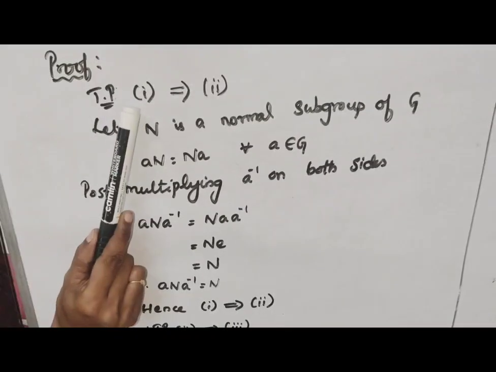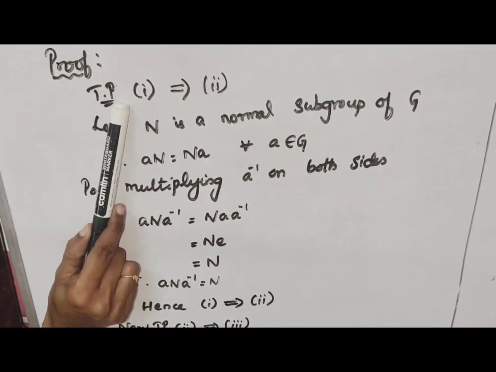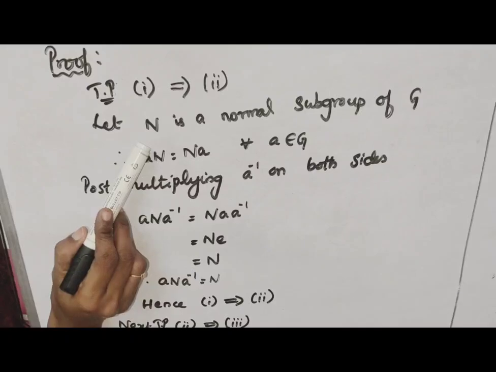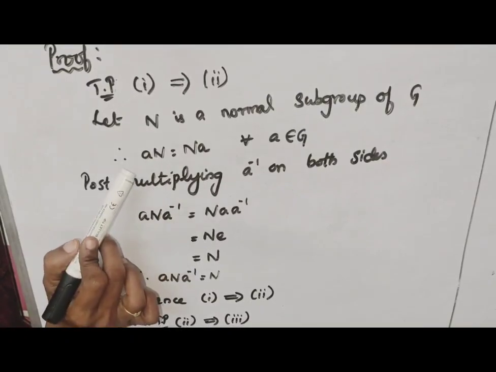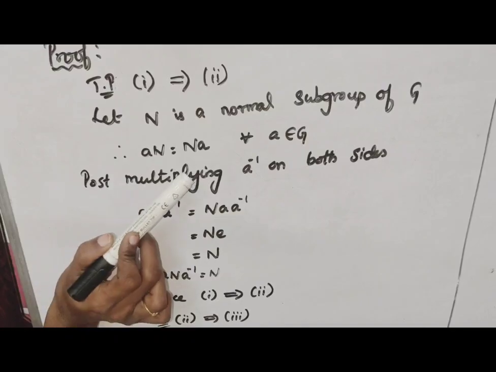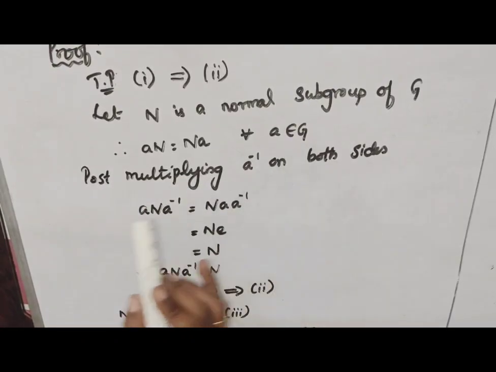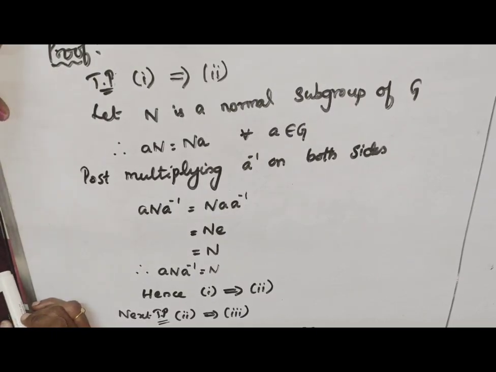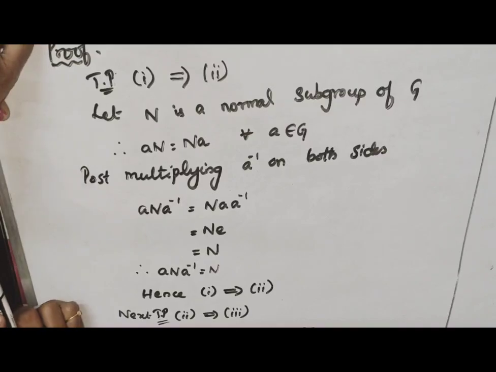Now we have to prove 1 implies 2. That means you have to assume the first condition and prove the second condition. First condition is, let N be a normal subgroup of G. We know the definition of normal subgroup of G, that is aN is equal to Na. That means the left coset is equal to the right coset for all a belongs to G. You have to prove the second condition, that is aNa⁻¹ is equal to N.